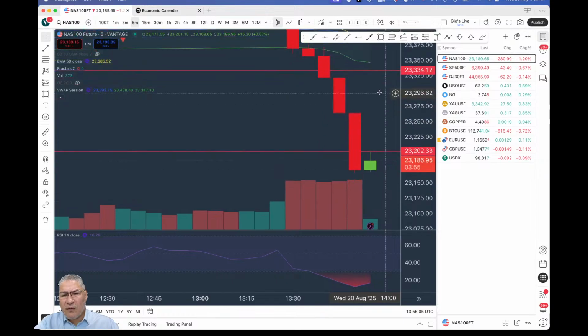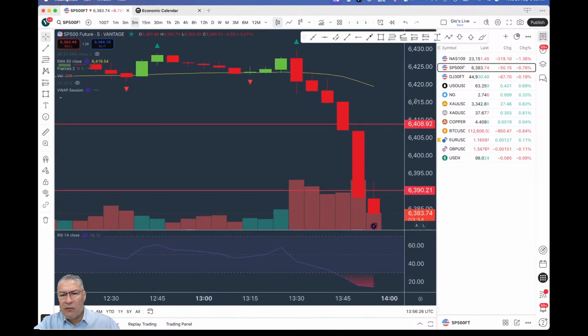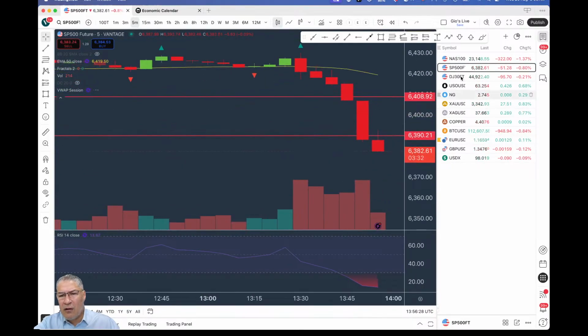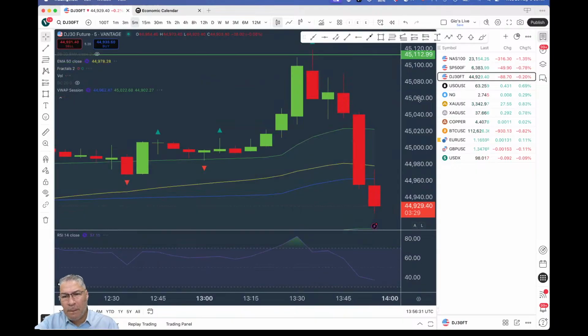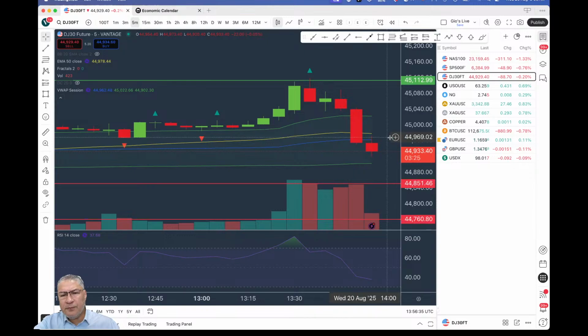All right. So the indexes, can we come in and find support here, or is it going to continue to move towards the 23,100? That's what it seems like. So trending lower, 23,100. Support levels have been taken out all across the indexes, well, besides the Dow.